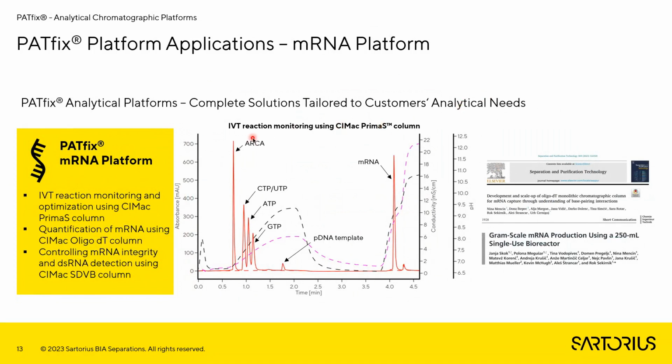So here is one example of our mRNA platform. Here the situation is a little bit different. We cannot analyze all the parameters in the mRNA production process using just one column. So here we developed three different analytics for different purposes during the mRNA production process. For example, this platform can be used for IVT reaction monitoring and optimizing of the IVT reaction, and this is done using our CMAC Prima S column.